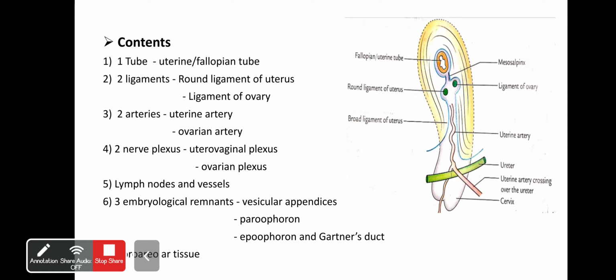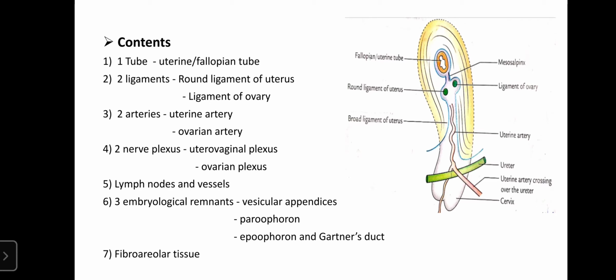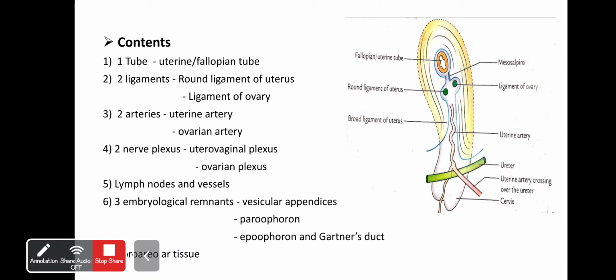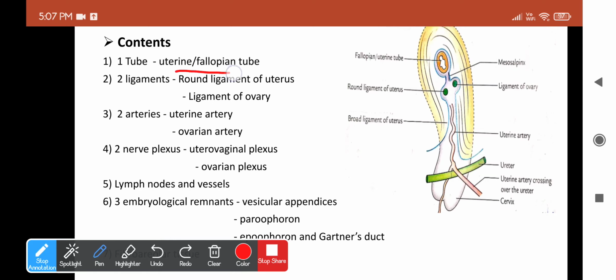You also have a few contents lying between the broad ligament, because being a double layered structure, it can accommodate some important structures. And this includes the fallopian tube or the uterine tube, which is at the upper end. If you see this blue lining, this is the broad ligament. As I said, it will continue at its upper end, and it will enclose the fallopian tube also.